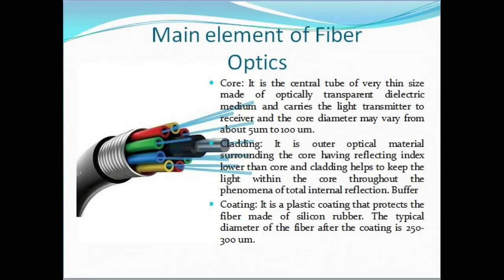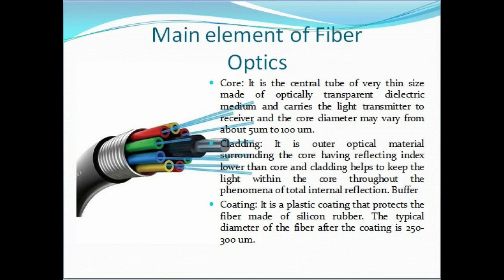Core. It is the central tube of very thin size made of optically transparent dielectric medium and carries the light from transmitter to receiver, and the core diameter may vary from about 5 micrometers to 100 micrometers. Cladding. It is outer optical material surrounding the core having refractive index lower than core, and cladding helps to keep the light within the core through the phenomenon of total internal reflection.